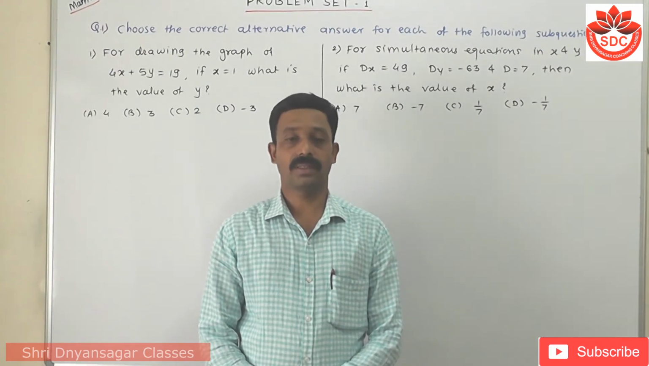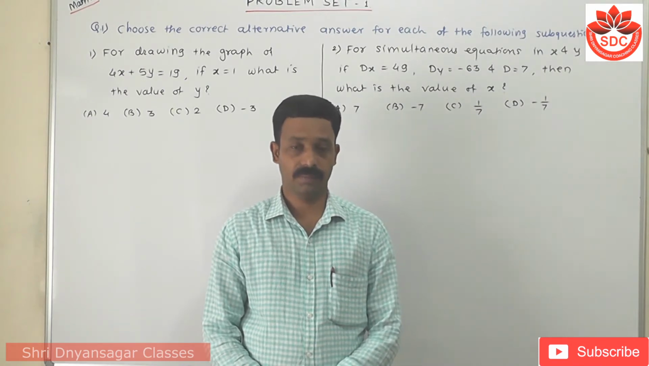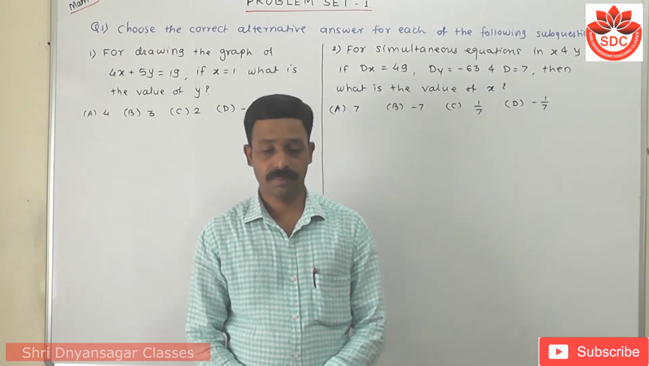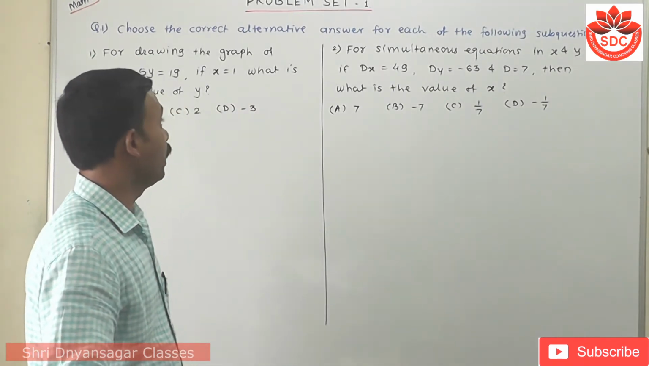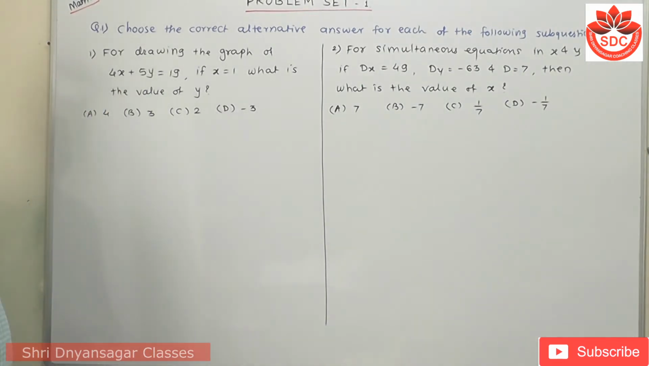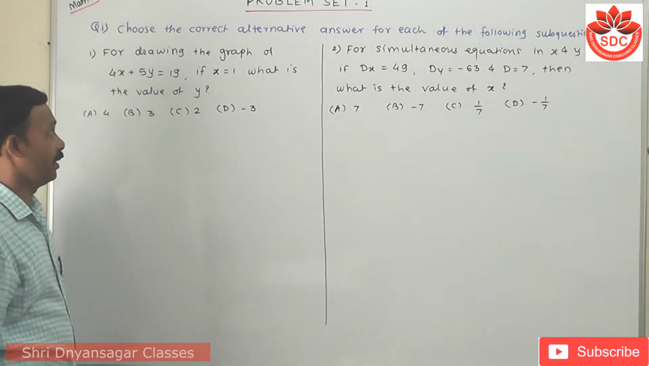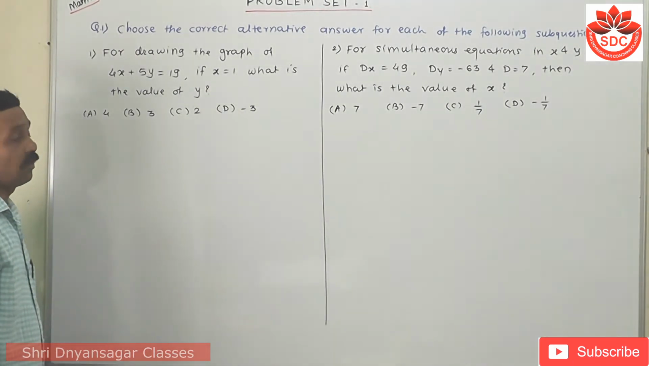Students, today we discuss problem set first of math first of 10th standard. Now the first question is: choose the correct alternative answer for each of the following questions. Sub question first: for drawing the graph of 4x plus 5y is equals to 90, if x is equals to 1, what is the value of y?